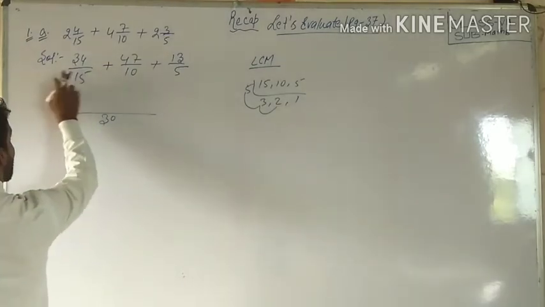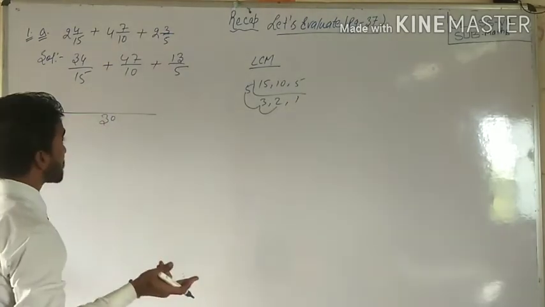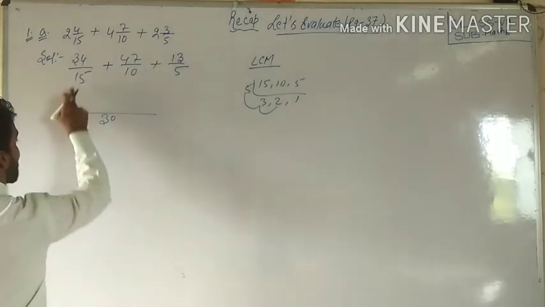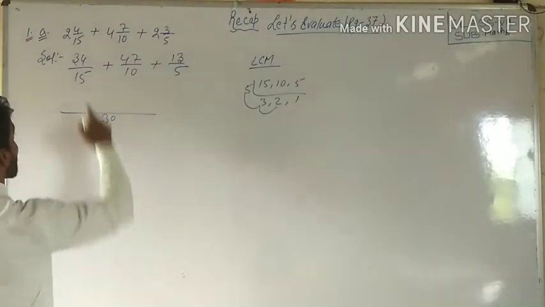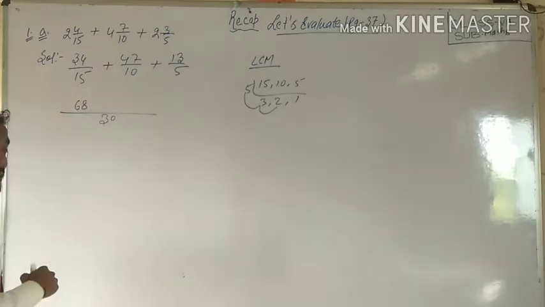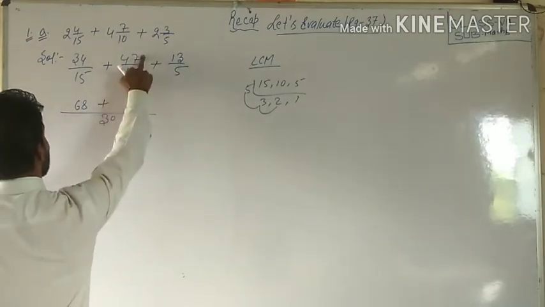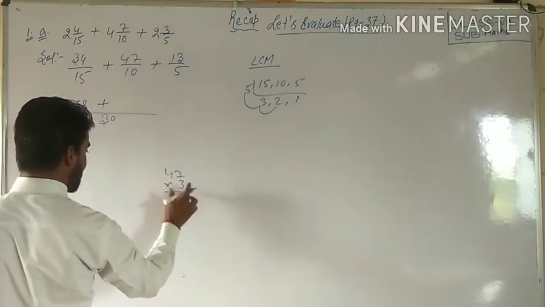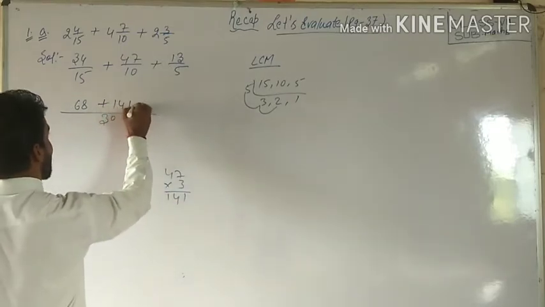Now the denominator of each given fraction will divide this product. What will the quotient be? 30 divided by 15 is 2, and that 2 will multiply by the numerator. So 2 times 34 is 68. Am I right? Next, 30 divided by 10 is 3, and 3 times 47 is 141.